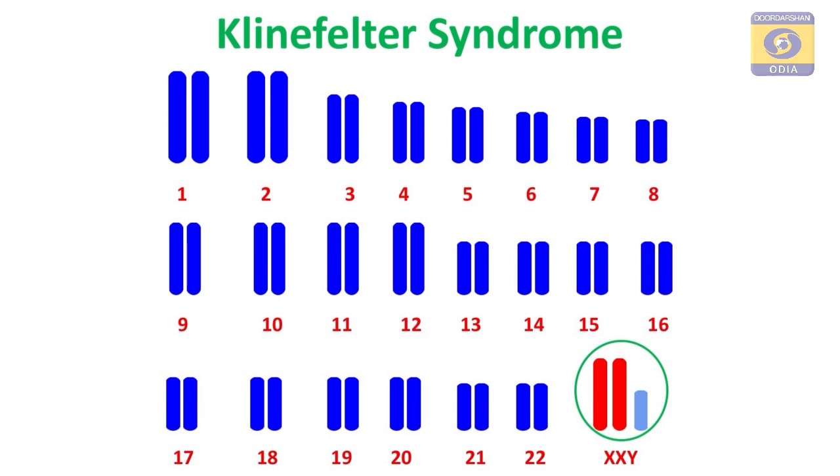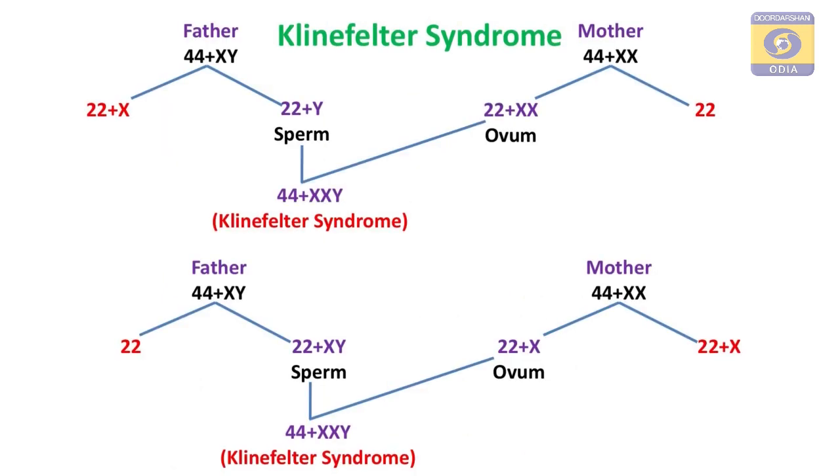But here what actually happens is, if the mother produces two types of ova, 22 plus XX, and the polar body contains only 22 chromosomes, and the sperm containing 22 plus Y fertilizes that ovum, the resulting offspring is 44 plus XXY, suffering from Klinefelter syndrome. If the sperm with genotype 22 plus XY fertilizes the ovum with genotype 22 plus X, then the baby will also suffer from Klinefelter syndrome with genotype 44 plus XXY. Normally, males do not have a bar body, but when a male suffers from Klinefelter syndrome, it shows a bar body due to the presence of two X chromosomes.